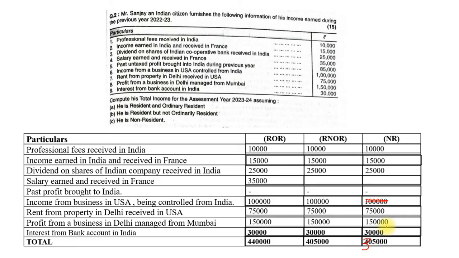That's it. The sum was that simple for 15 marks. You just have to remember those rules. If income arises in India, everyone will pay tax. Control from India, first two people. Foreign income, first person. Past untaxed profit, no one pays tax. Agriculture from India, no one pays tax. Dividend from an Indian company, everyone pays tax if the dividend is received in India. Then you just need to total it up and you will be able to complete this entire sum.